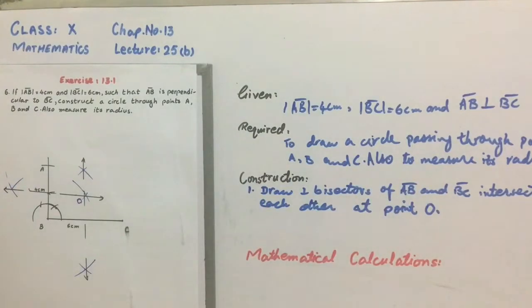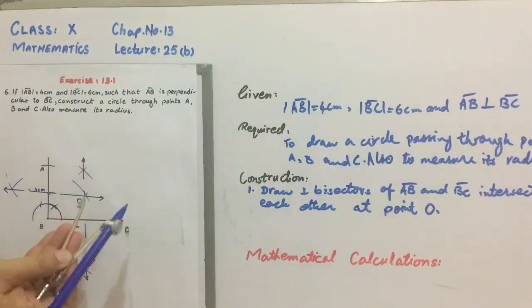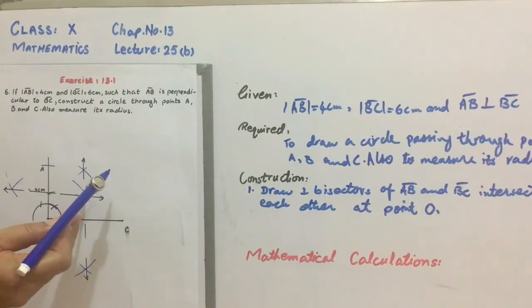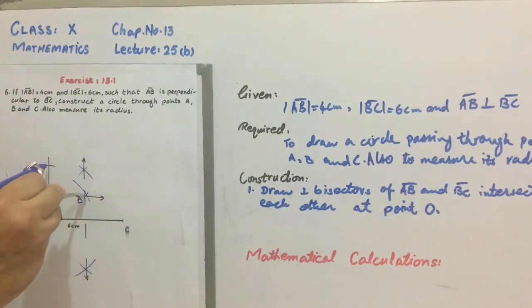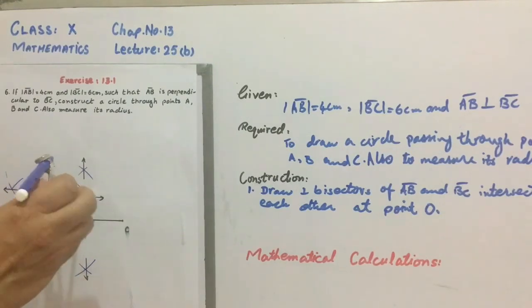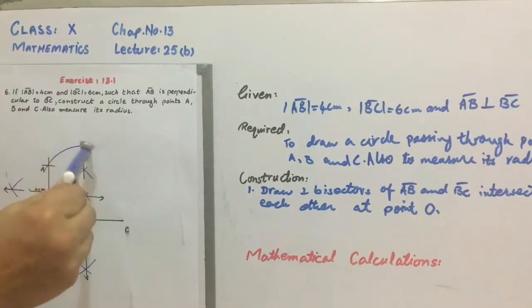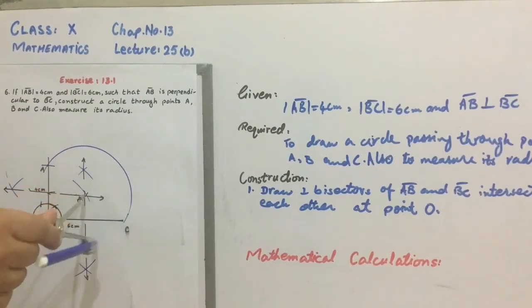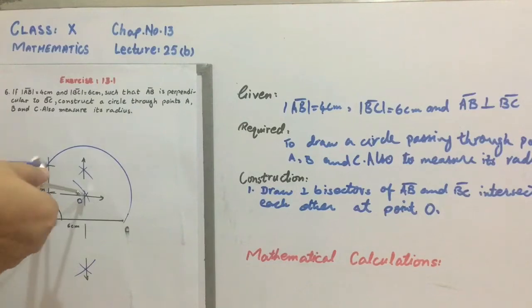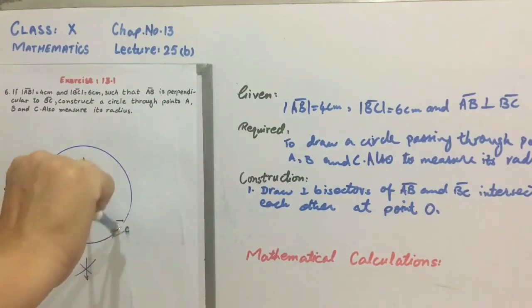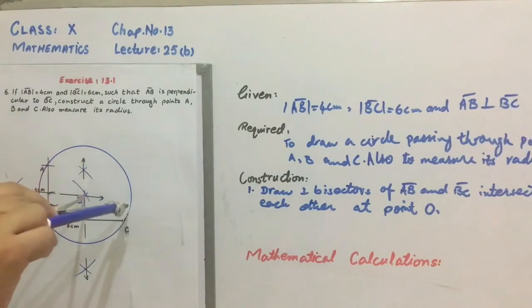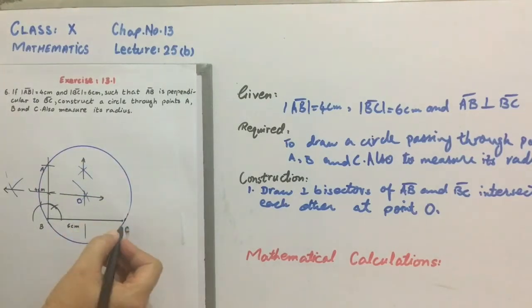Now we can draw a circle with center O, which may pass through points A, B and C. Placing the needle of the compass at point O and open the leg of compass up to point A or B or C. Draw a circle which is the required circle. It is passing through points A, B and C.